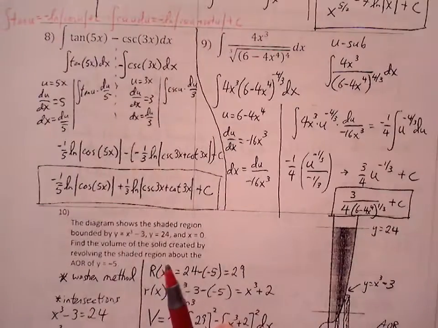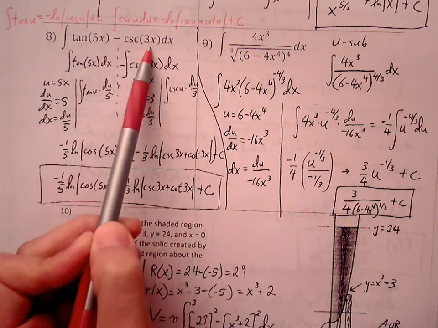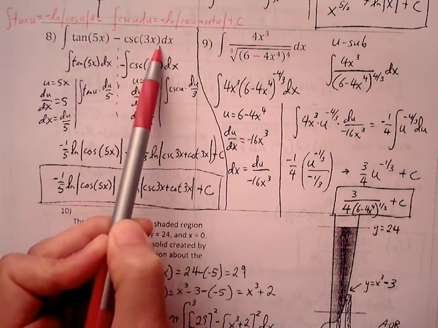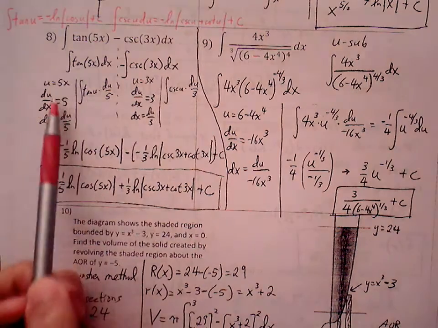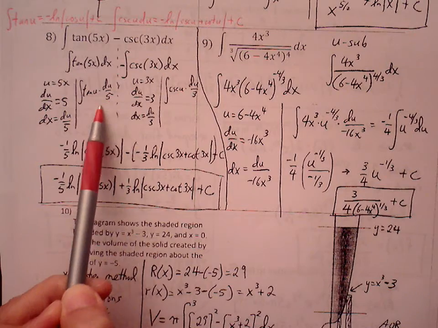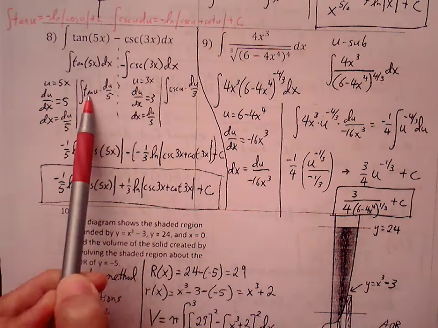Okay, number 8. Tangent of 5x minus cosecant of 3x, both of these require u substitution. Our u value can be easily found by looking at what's inside the parentheses. Our u value is 5x, derivative is 5, dx is du over 5. We're going to get a coefficient of 1/5 that's going to tag along to the antiderivative of tangent.